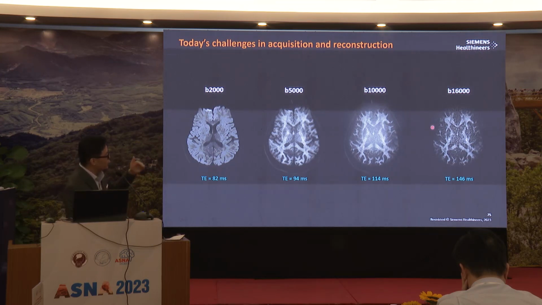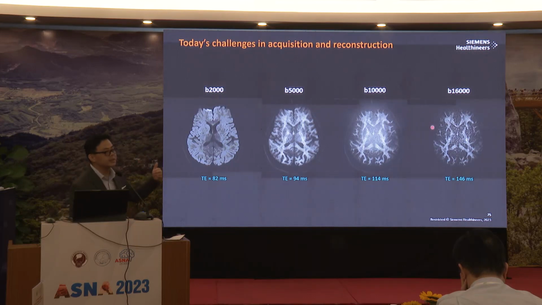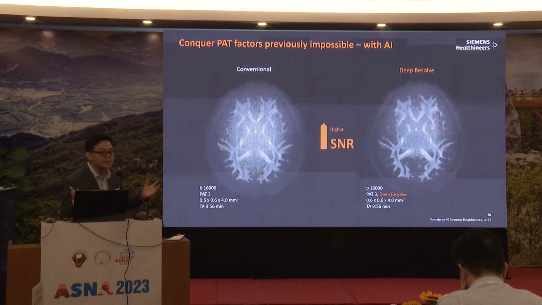So if you really want to perform a super high B-value experiment like kurtosis, you usually will suffer from low SNR. To compensate for the low SNR, what you usually do is increase the scan time. But increasing the scan time makes the scan clinically unfriendly. So is there a way to increase SNR without increasing the scan time? Actually, the answer is here. We can just use AI to help us with denoising.